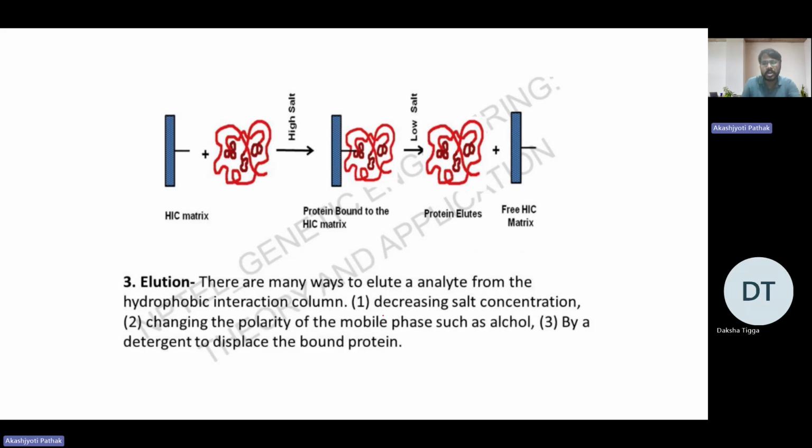And for elution, you will elute at low salt concentration. By decreasing the salt concentration you can elute, or you can change the polarity of the mobile phase, such as with alcohol, or you can use a detergent to displace the bound protein. So either you decrease the salt concentration, which is one method, or you change the polarity. What will you do about polarity?